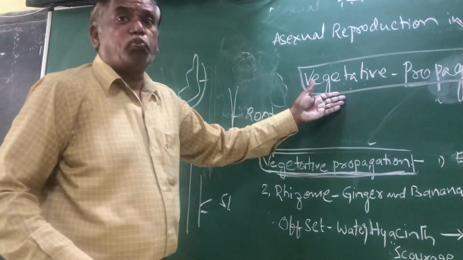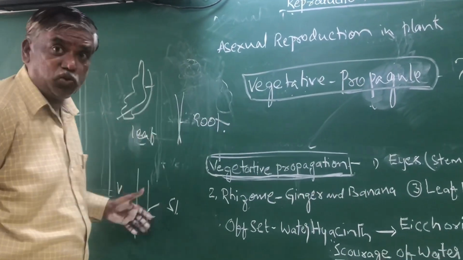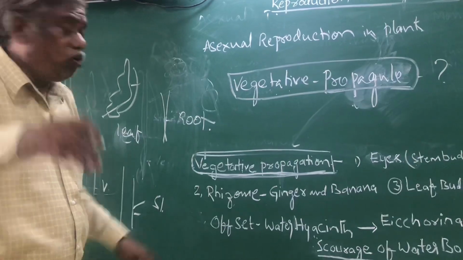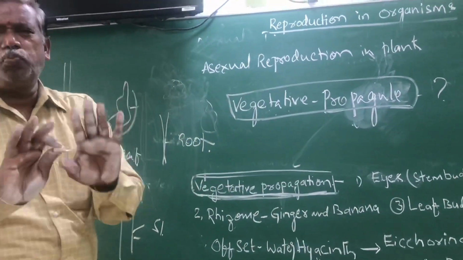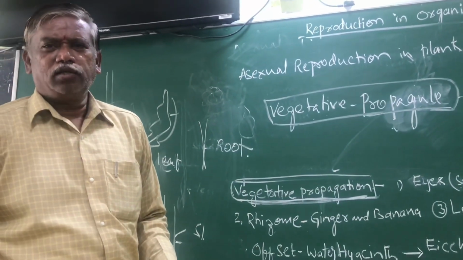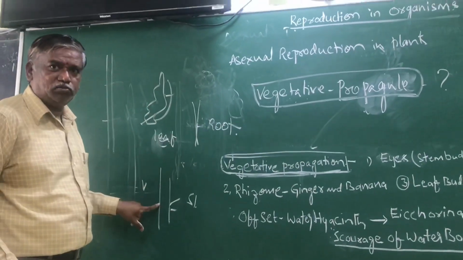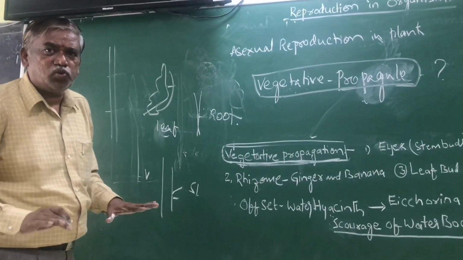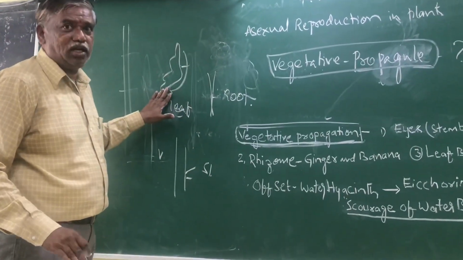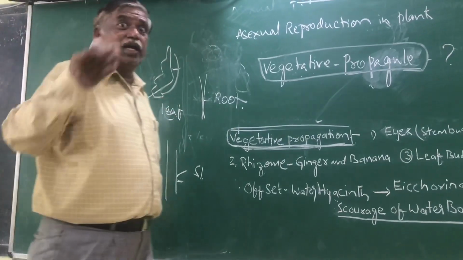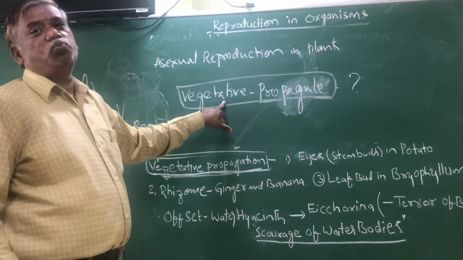Vegetative propagation. Any vegetative structures involved in vegetative propagation are called vegetative propagules. Simple definition. Once again, it is the root, leaf, stem. Are these vegetative structures or reproductive structures? Vegetative structures. Any vegetative structure involved in vegetative propagation is called a vegetative propagule.